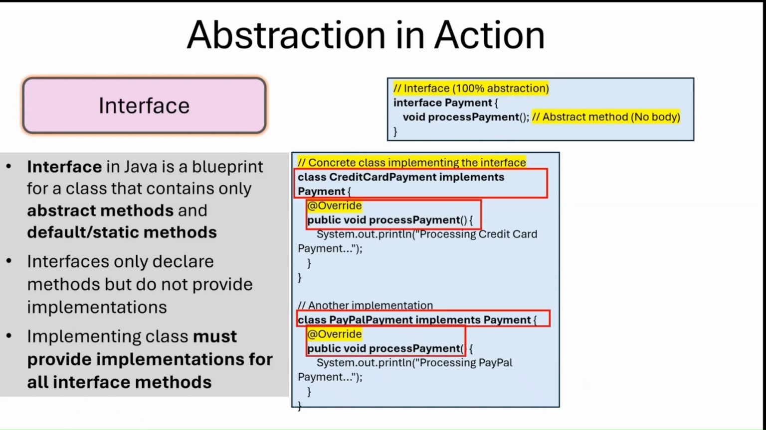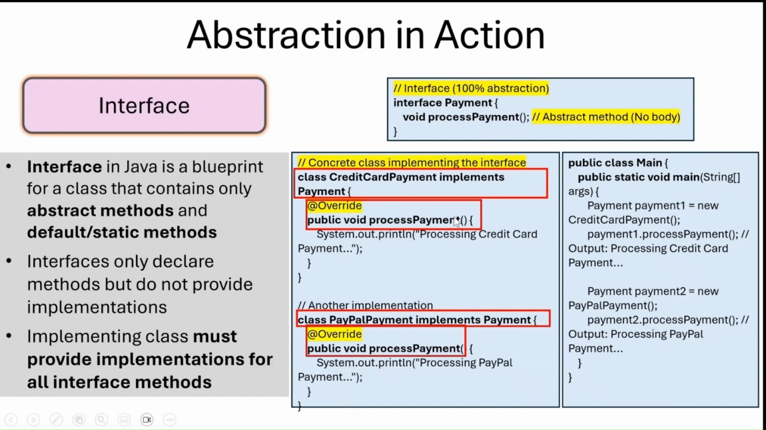Now, using this interface, the payment, we can call the processPayment method, and based on the object reference stored here in payment1, the object reference is CreditCardPayment. So it will call processPayment in CreditCardPayment, and in payment2, the reference is a PayPalPayment object. So it will call the processPayment of the PayPalPayment class.